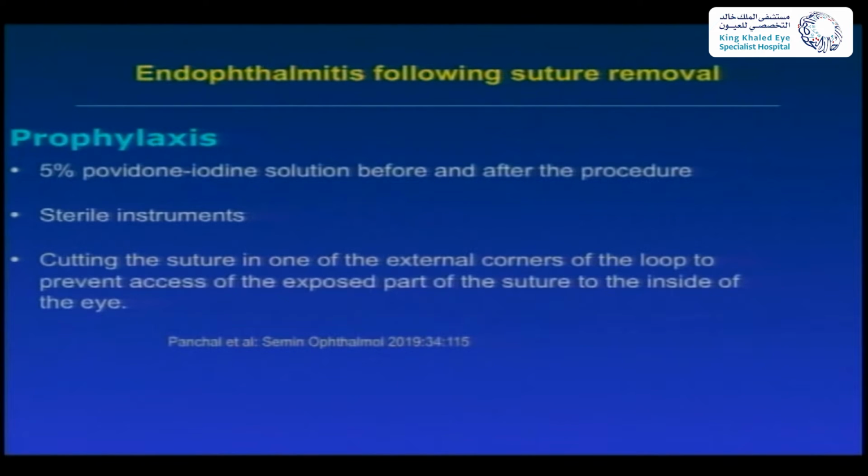So we told all our colleagues, before you remove the suture, you have to clean the eye with 5% povidone iodine, before and after the procedure, and use sterile instruments. One paper suggested that to reduce the risk, you can cut the suture in one of the external corners of the loop, to prevent the exposed part of the suture from accessing the inside of the eye, to avoid rotating the exposed part inside the eye.